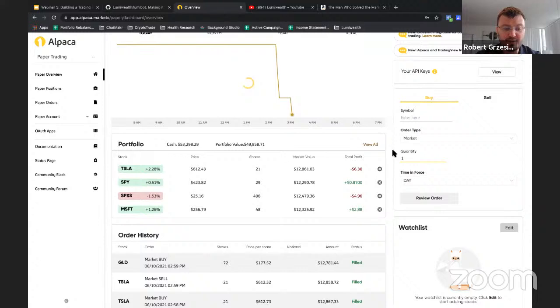But yeah, there we go. We see another switch there. And basically it sold Tesla and it bought gold, and you'll see the update in a second. You see the order history updated here. There it is. And now we got rid of Tesla and we bought gold.